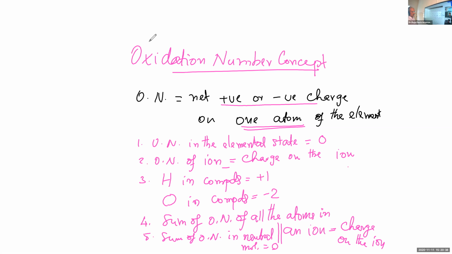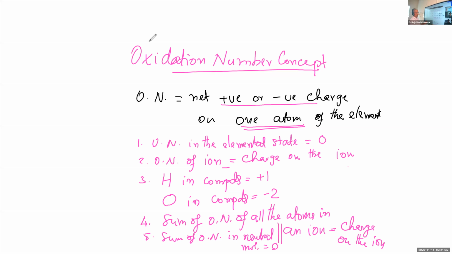For example, sodium metal is equal to 0, calcium metal is equal to 0, aluminum metal is equal to 0, Cl2 chlorine gas is equal to 0, H2 gas is equal to 0, N2 gas is equal to 0. So in the elemental state, oxidation number of an element is equal to 0. Now, oxidation number of an ion is equal to charge on the ion. For example, Na+ ion, charge +1, so oxidation number is equal to +1. We call it positive oxidation state. With chloride, Cl-, the charge is -1, and therefore oxidation number is equal to -1. We say it is in the negative oxidation state.